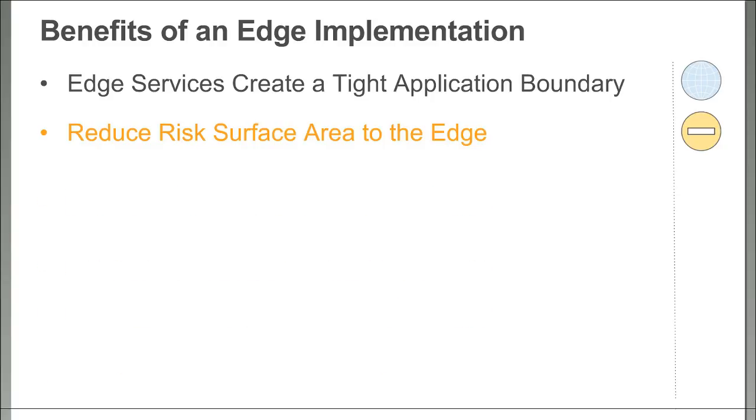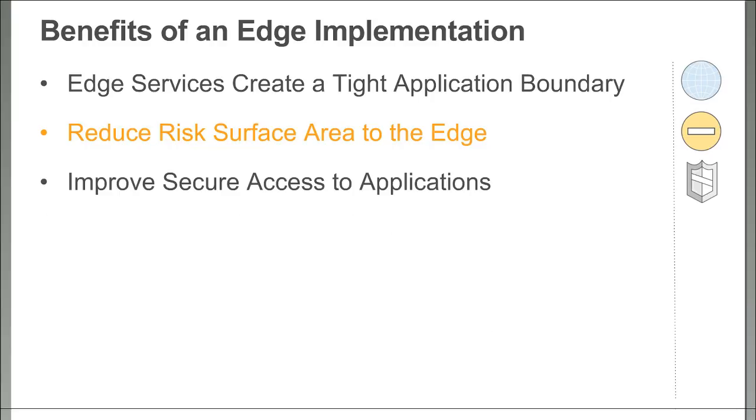Then what ends up happening is you reduce the risk surface area just to the edge. And with the built-in mitigations that we have with AWS WAF, Shield, and inherent security protection services on the edge, you're able to mitigate those risks closer to your end users. And so you also improve secure access to applications by doing that, by taking into account that there are controls on the edge that developers can deploy to control who accesses applications and from where.